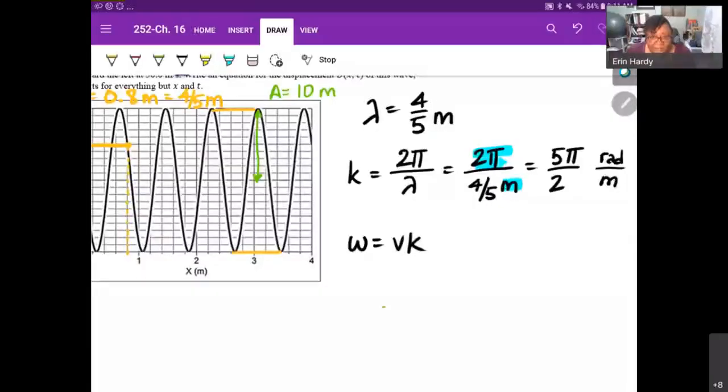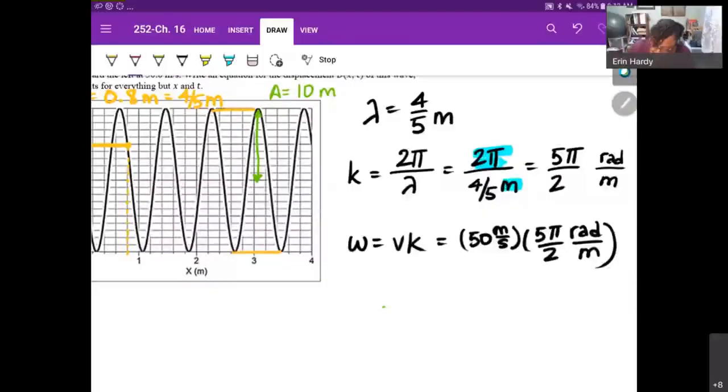We know the speed of this wave. It is propagating at 50 meters per second toward the left. We just figured out what k is, so we can plug this in. So 50 meters per second. Lowercase v is representing a speed, not a velocity. We can account for the fact that this wave is traveling toward the left in a later step. So let's take 5 pi over 2 radian per meter. And here we see that our meters will cancel out and we'll just have radians and seconds left.